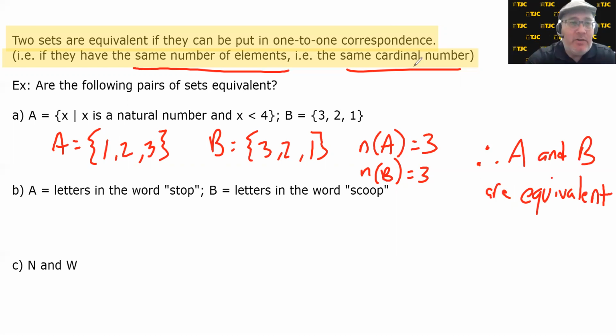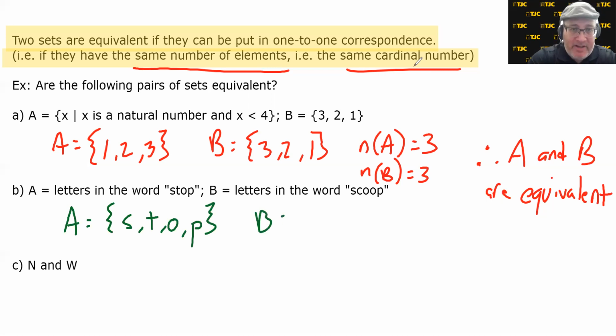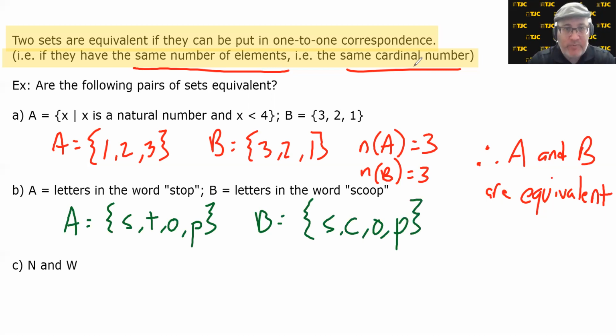Let's look at example B, where set A contains the letters in the word stop, so it contains S, T, O, and P. And set B contains the letters in the word scoop, and as we already mentioned in the previous example, you do not list an element more than once. Are these equivalent? Yes. You can make a cardinality argument. The cardinality of A is equal to 4.